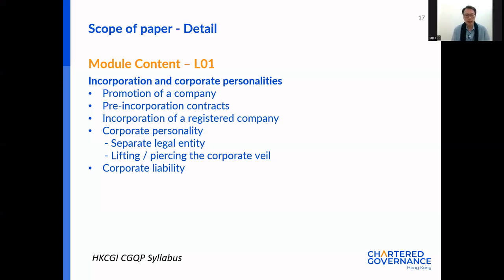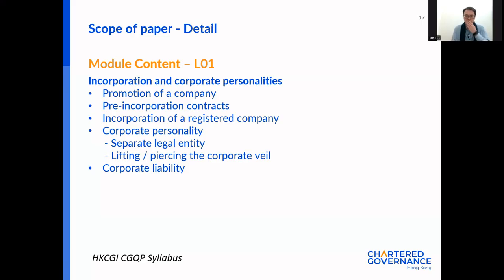Okay? As I mentioned earlier, separate legal entity will be the general principle, but there are exceptions to the general principle. For example, in some cases, the court would lift or pierce the corporate veil. Okay, so what's the difference? I notice those two terms are quite often used interchangeably. So I think it just depends on the context.